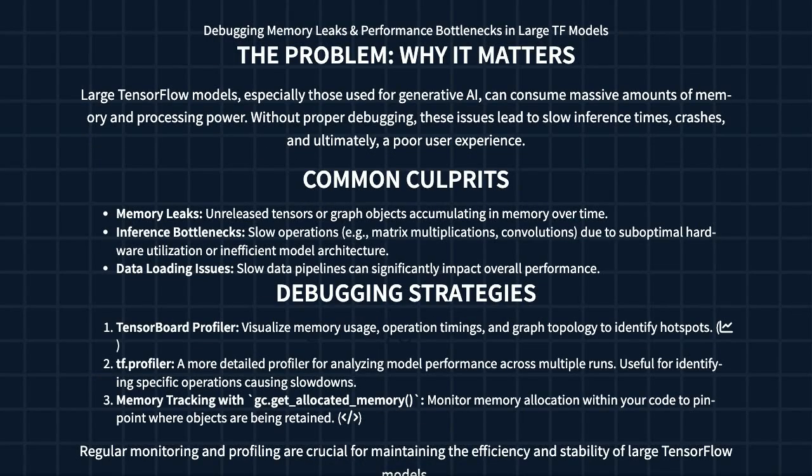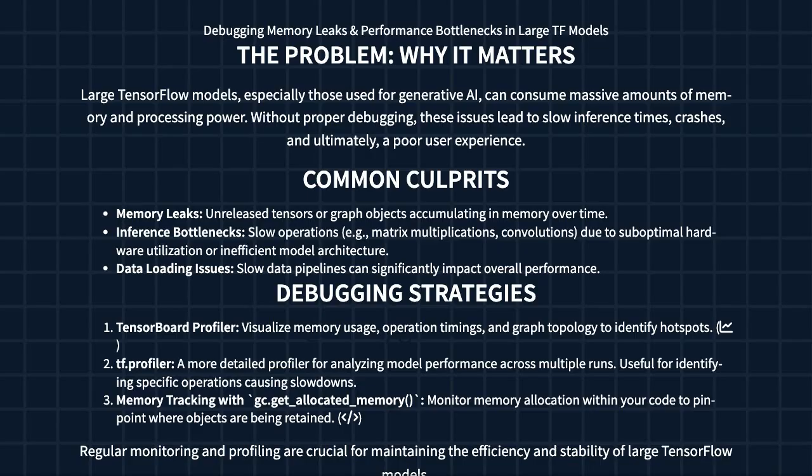Okay, so when we're dealing with really big TensorFlow models, especially those used to generate things like images or text, it's super important to keep an eye on how they're using memory and how fast they're running. Sometimes these models can develop problems where they slowly eat up more and more memory, leading to slowdowns or even crashes. We want to find the cause of those issues. Common problems include memory leaks where things aren't being properly released, bottlenecks in the model itself, like slow calculations, or even just a really sluggish way of getting data into the model.